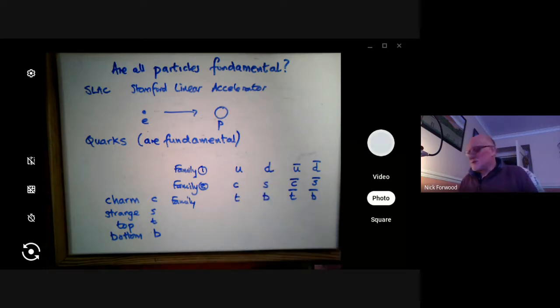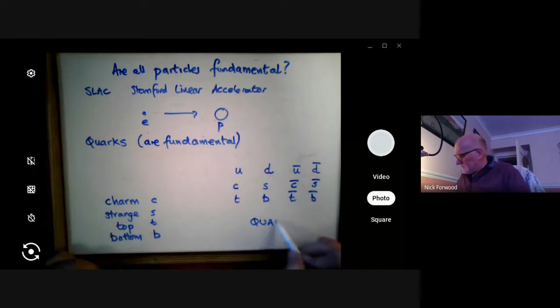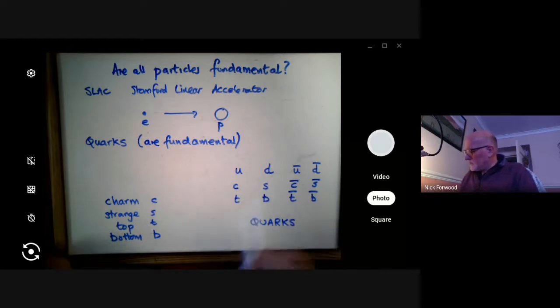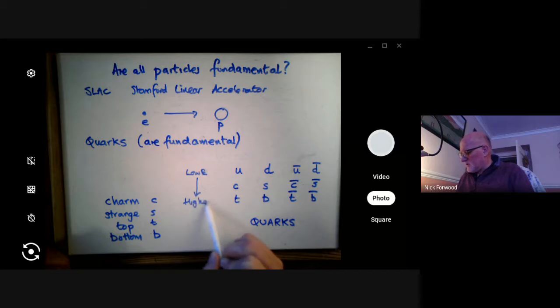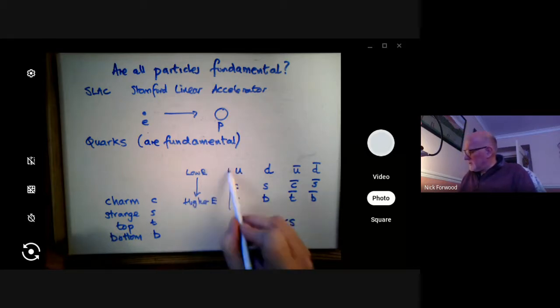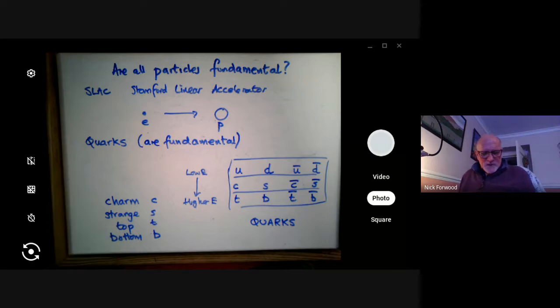12, you'll see a certain amount of symmetry in this with the lepton family. And this is obviously called the quark family. So these are all quarks. And we can say that these are sort of low energy, and energy gets higher as we get down to higher energy down here. And we can put these in a table like that. So that's our family, the quark family, a sort of fundamental equivalent to the lepton family.